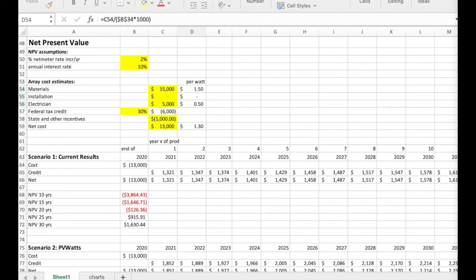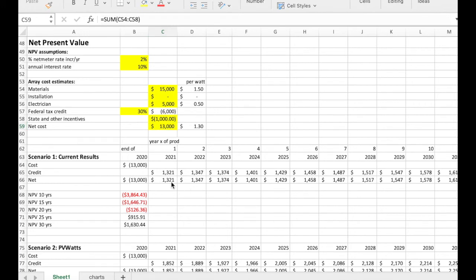Next, there is the federal tax credit. You want to check out the laws in place at the time, but currently, for 2020, the credit has been reduced from 30% to 26%. For other incentives, the state of New Hampshire offers a $1,000 credit, so I put that in, and when this is all added up, we get to a total project cost of $13,000.